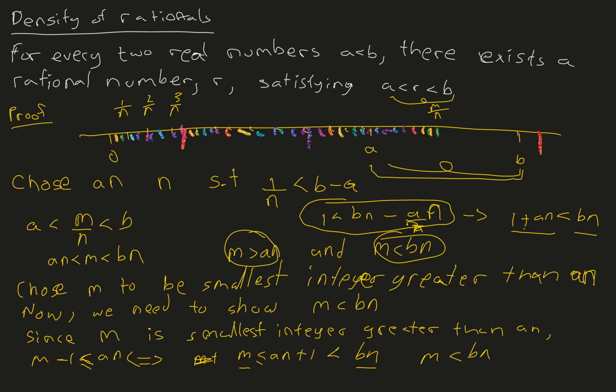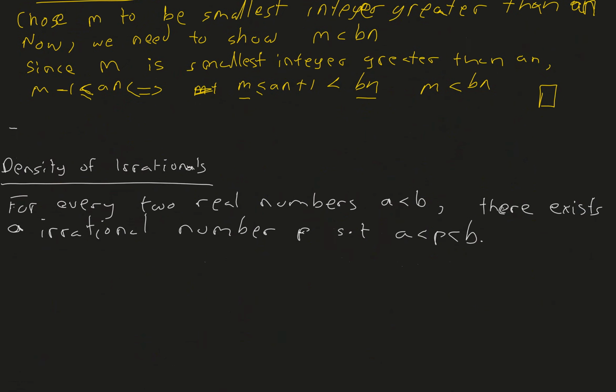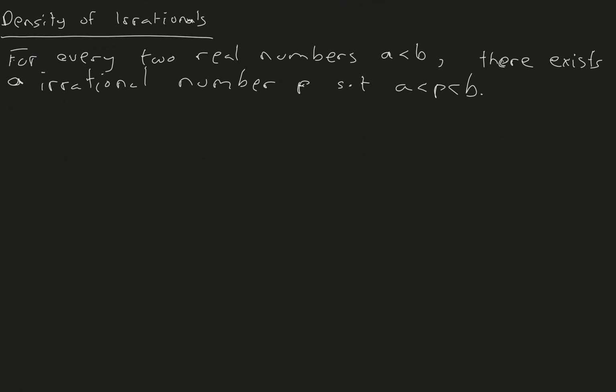So we've shown this inequality, and this is true. Therefore, we're done with the proof. This is an interesting proof. Although the real numbers are a bigger set than the rationals, and the rationals are a subset of the real numbers, there's always a rational number between any two real numbers. And just like that, there's always an irrational number between any two real numbers. The proof of this is pretty much the same.